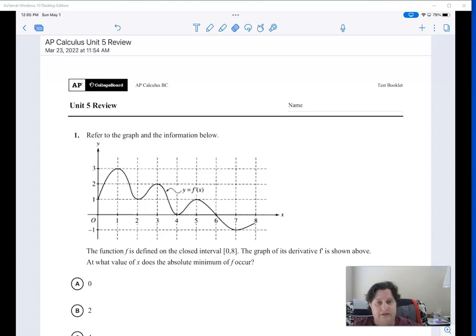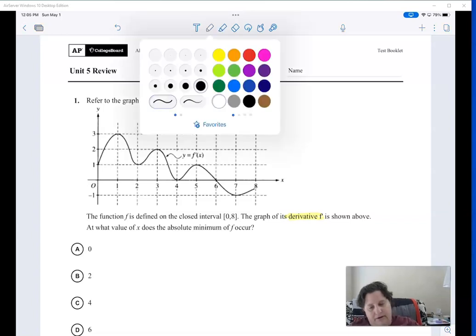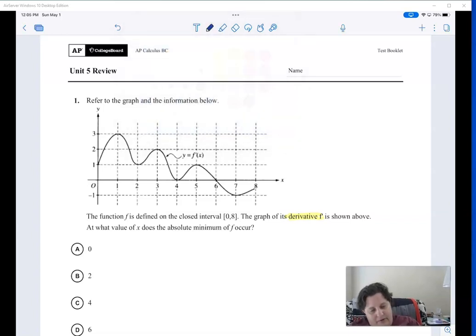Unit 5, guys, let's do this. Okay, functions defined on the closed interval, the graph of its derivative. Guys, anytime you see a graph, make sure you know what you're working with, right? You can write it really big or remind yourself it's the derivative, whatever.